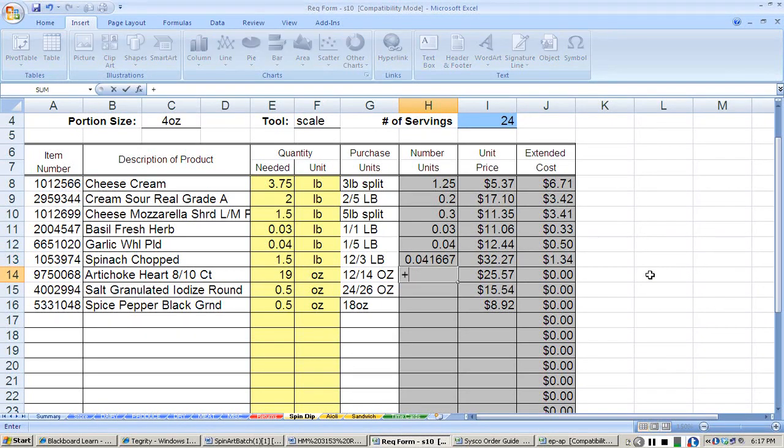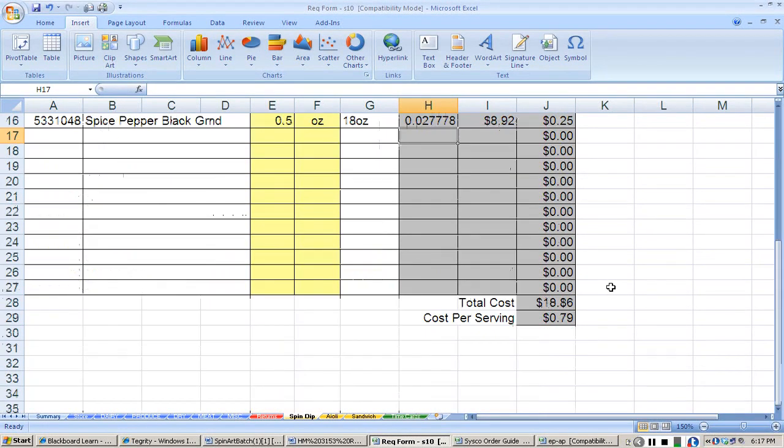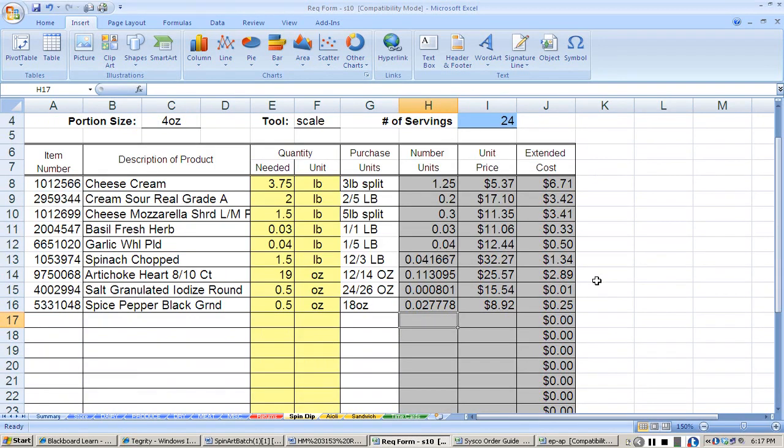This one's a little tougher. It's 19 ounces divided by 12 ounces times 14 ounces. Same thing with this one, plus 0.5 divided by 24 times 26. And then plus 0.5 divided by 18. Alright, so we go through and figure it out, and you should have got a cost somewhere around 79 cents per serving for the spinach dip recipe.